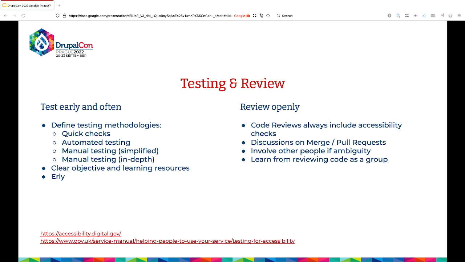Going back to testing and review, there's different levels of testing, as we looked at earlier: quick checks, automated checks, manual testing, simplified, and then the more in-depth. So you need to define the methodologies that you are going to set up, so that they're adapted to your team and have clear objectives and learning resources. And I have early there. So I'm guessing that was meant to be start early, but I already had it written above, so never mind.